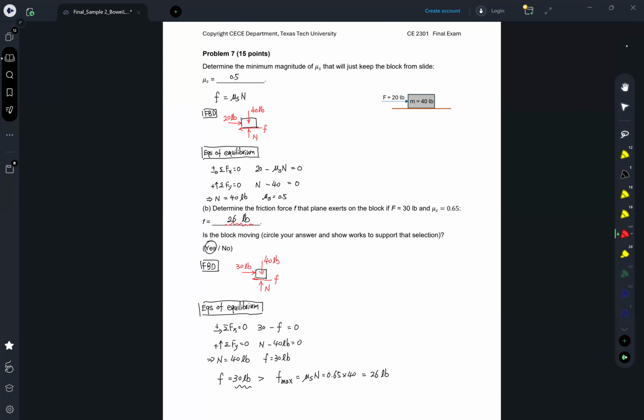So the answer for whether the block is going to move is yes here. Okay, this is a little bit tricky.